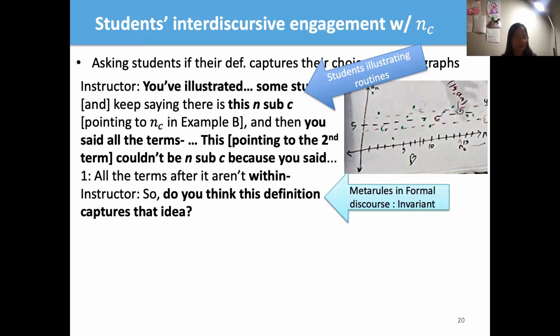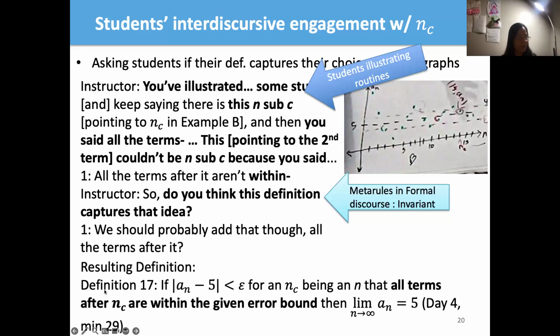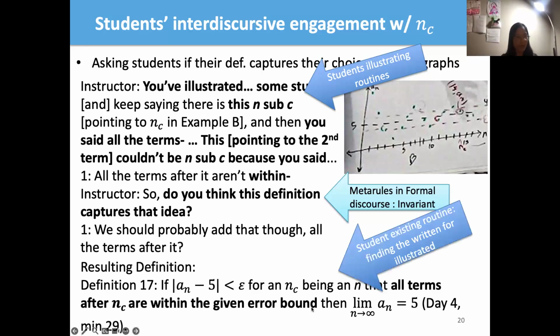Again, this was informed by formal discourse because it was the meta rules of defining, which is that the definition should be invariant under the change of representation, in this case, written and illustrated. And one said, "We should probably add that though, all terms after it," and they actually added it in their revision of the definition. So they said all terms after n sub c are within the given error bound. And here, students are using their existing routine of finding the written form of what is illustrated.